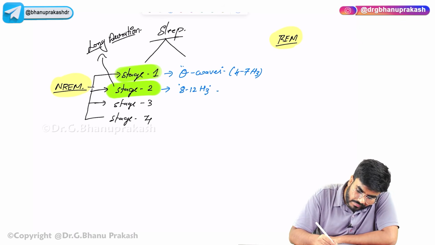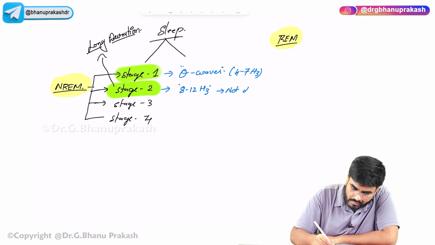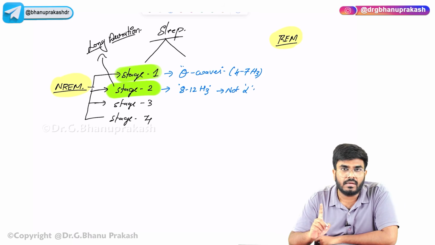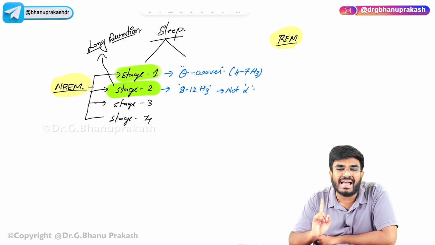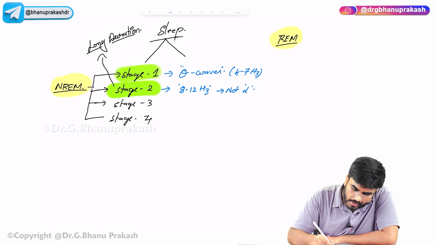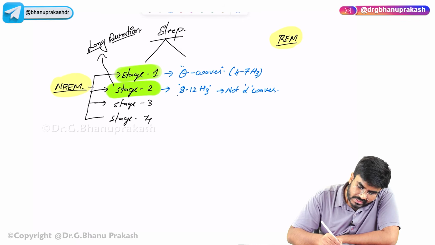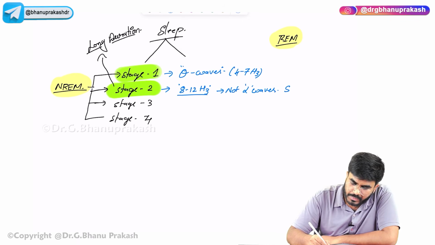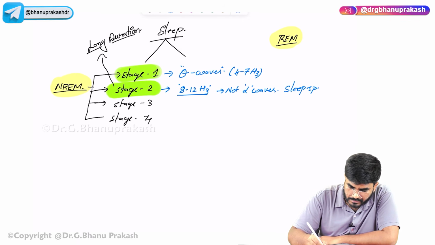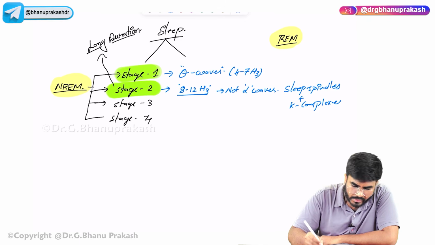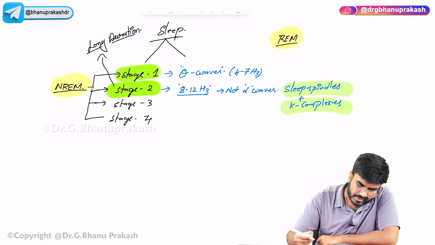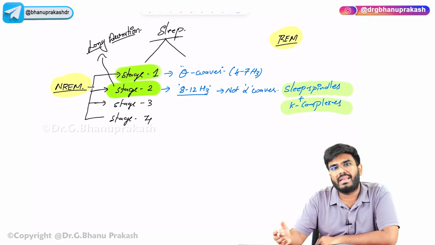Now, these are not alpha waves, because alpha waves are seen during wakefulness, in a relaxed mind, not during sleep. What you will see in this EEG is sleep spindles as well as K complexes. They will ask you that sleep spindles and K complexes are seen during stage 2 NREM.